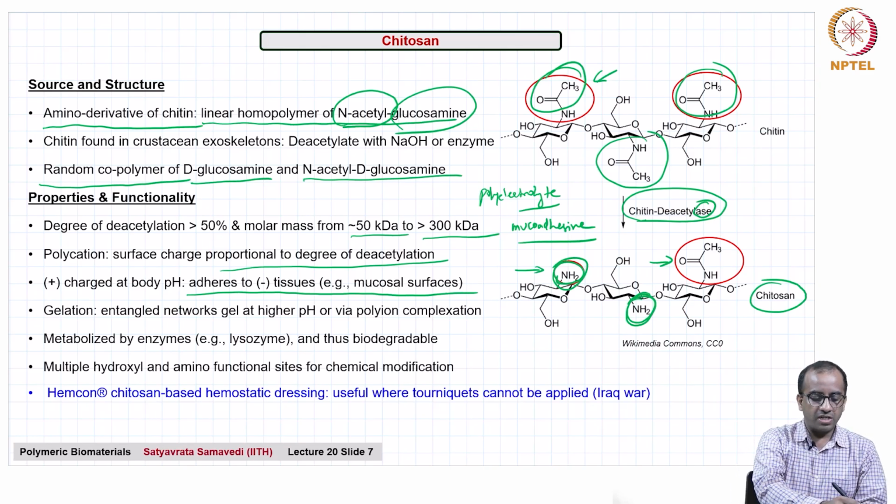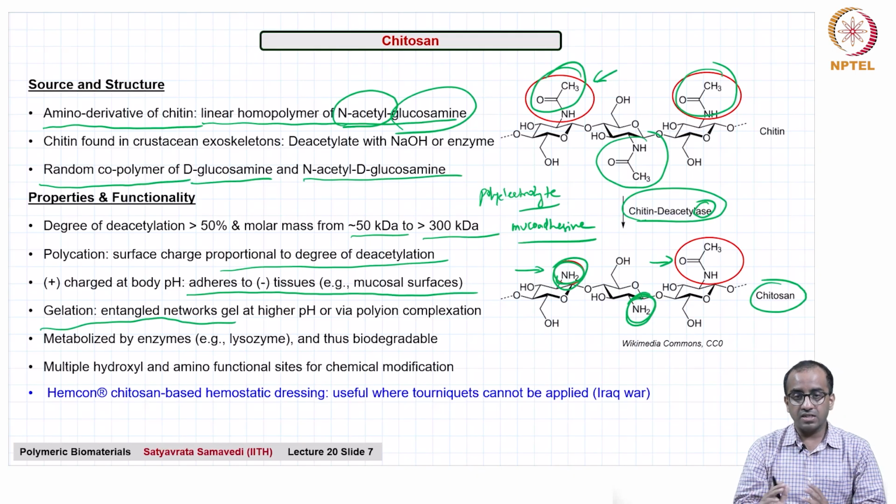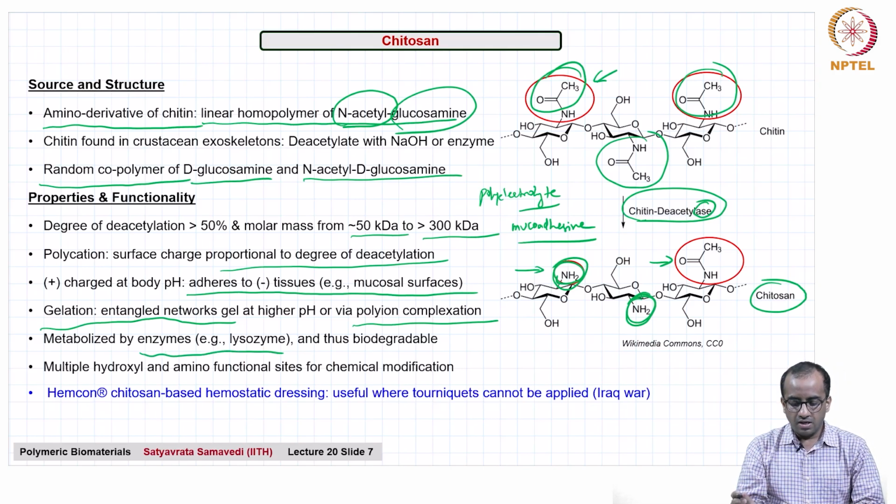Chitosan can undergo gelation through entangled networks and gel at either by increasing the pH or through polyion complexation. So you can have oppositely charged ions that can link multiple chitosan chains, that's polyion complexation. And chitosan can be metabolized by enzymes such as lysozyme, which makes it biodegradable. Now, the presence of the amine groups and multiple hydroxyl groups makes it very, very interesting from a design perspective.